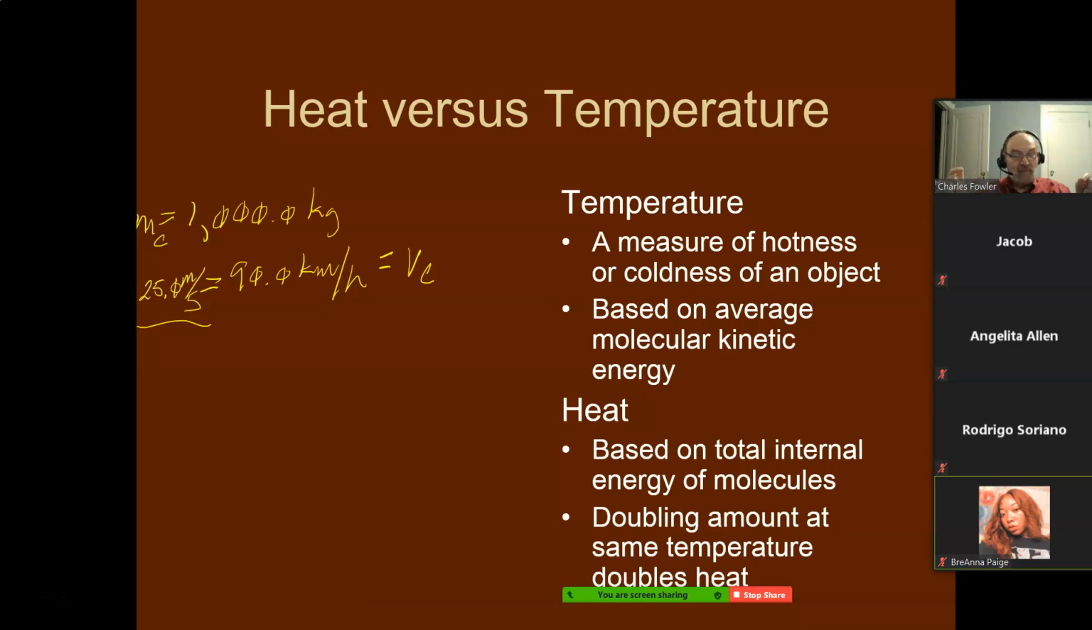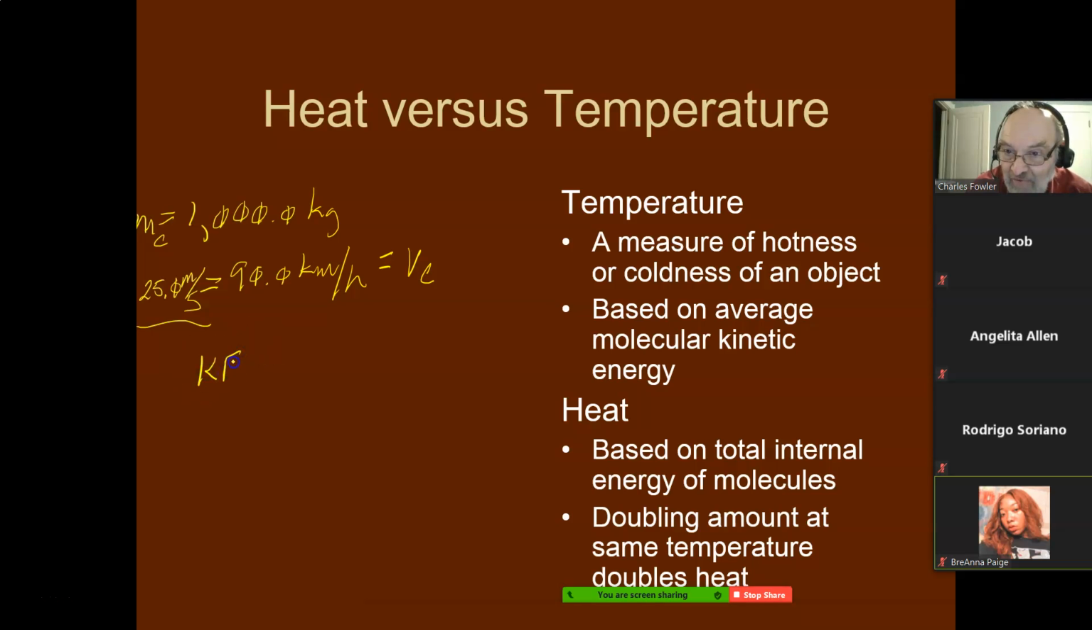This car is moving at a really high rate of speed, 90 kilometers per hour, which is about 25 meters per second, and it has a mass of 1,000 kilograms, which isn't all that big. It's sort of a small car. A lot of cars are closer to 2,000 kilograms. How many kilocalories are generated when the car brakes to a stop? This is the initial speed. Final speed is 0 because it comes to a stop. So how much kinetic energy is lost there?